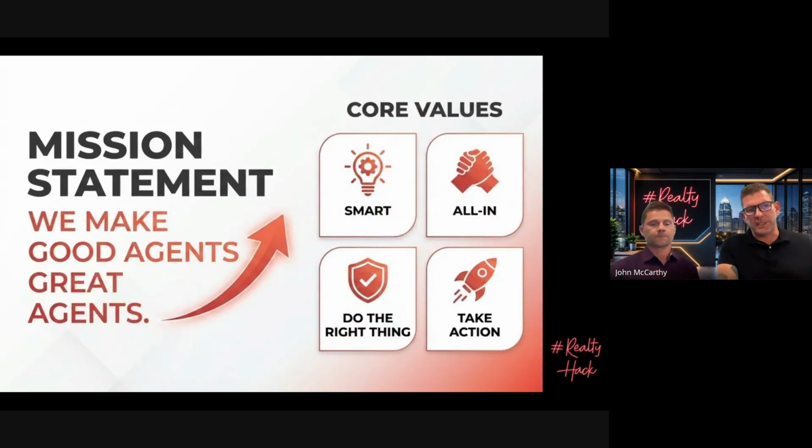Okay, so here's our mission statement: make good agents into great agents. Core values, this is the 4 that we went through all day and came up with: be smart, be all in, do the right thing, and take action. Simple, 4 of them. And we don't ever really feel the need to add or subtract anything from here. So next we're going to show you the video.